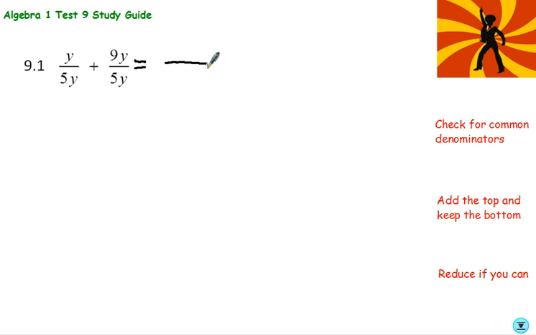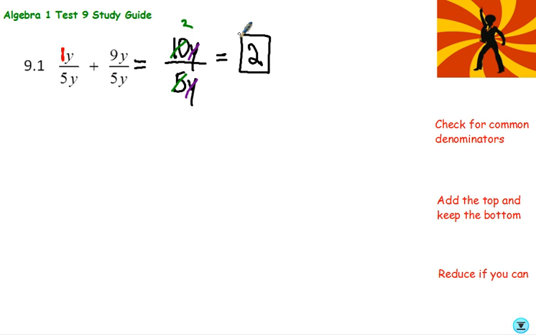So common denominators, check. Add the top, because that's really, by the way, I didn't write this in there, that's really 1y. If you don't see the number in front, it's really a 1. So 1 plus 9 would be 10. Denominator stays the same. And then what happens is the y's cancel each other out. 5 goes into 10 2 times. Or another way you could think of that is just 10 divided by 5. Either way, you get an answer of 2.